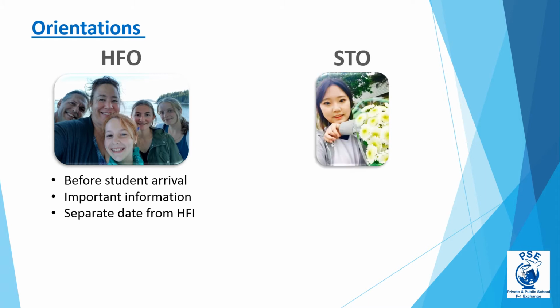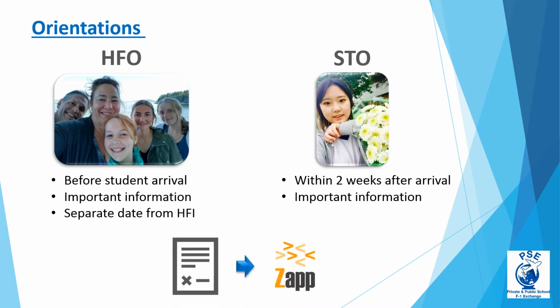The student orientation, or STO, needs to occur within 2 weeks after the student arrives to the United States. This orientation includes information such as American customs, overcoming challenges, communication, student rules, travel, insurance, and safety. Please make sure to have your host families and students sign and date the required orientation sign-off sheet after you conduct the orientations. These forms need to be uploaded into the ZAP system.